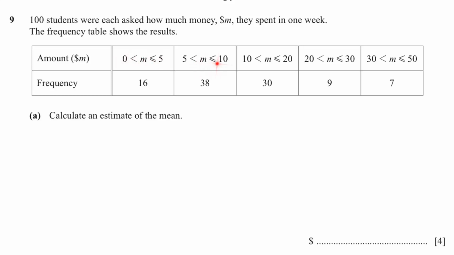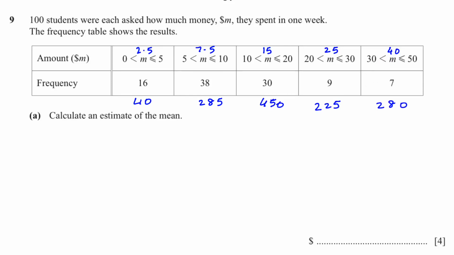Find the midpoint of each class width. Add them together: 0 plus 5 divided by 2, 5 plus 10 divided by 2, 10 plus 20 divided by 2. You do that for each one, 20 plus 30 divided by 2, and 30 plus 50 divided by 2. Then you multiply the midpoint with the frequency. 2.5 multiplied by 16, 40. 7.5 multiplied by 38, 285. 15 multiplied by 30, 450. 25 multiplied by 9, and 40 multiplied by 7.